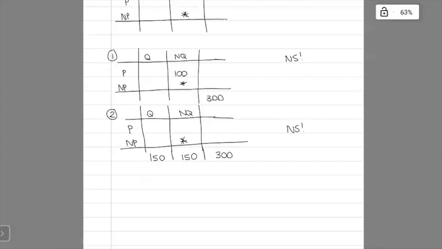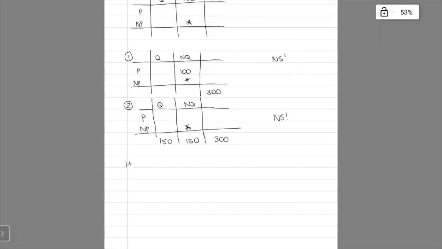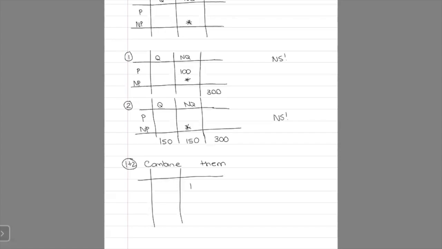But notice how now if you combine the two statements, now we know that the one over here is 100, and the total here is 150. And so this one must be 50. And that's what we were looking for. So together they are going to be sufficient. So that's going to be answer choice C.